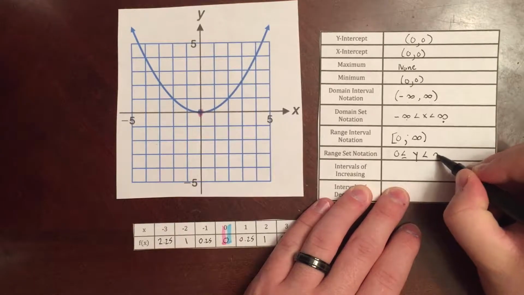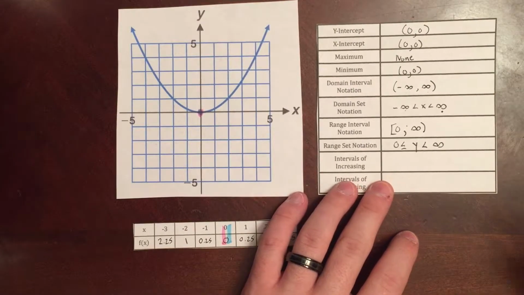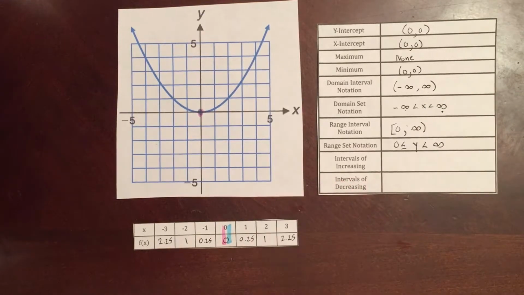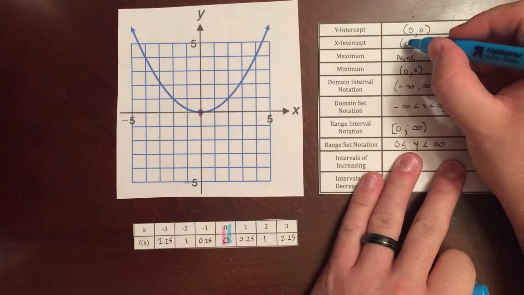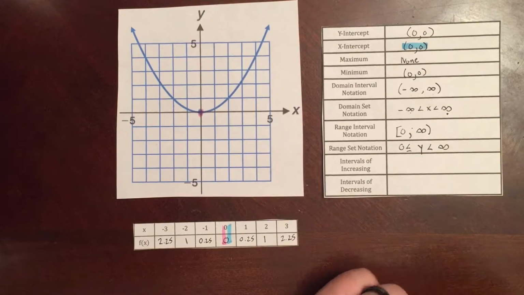Notice the difference that I'm using to reference in my set notation for domain and range. Domain, I used x. Range, I use y. Make sure also I use some highlighters to connect some things. I forgot to do that with my x-intercept and my y-intercept.